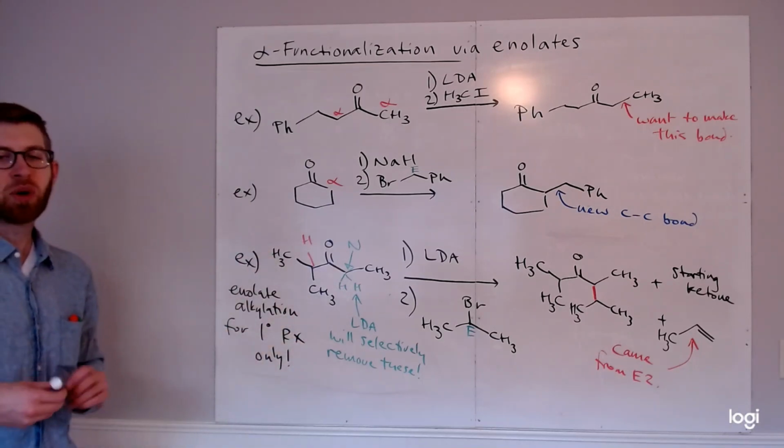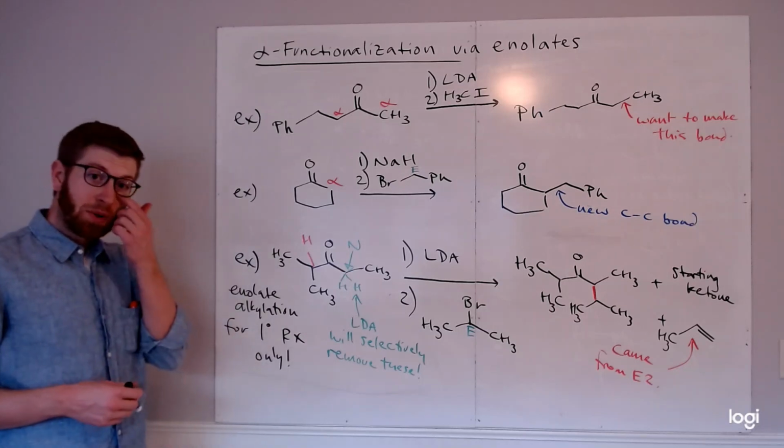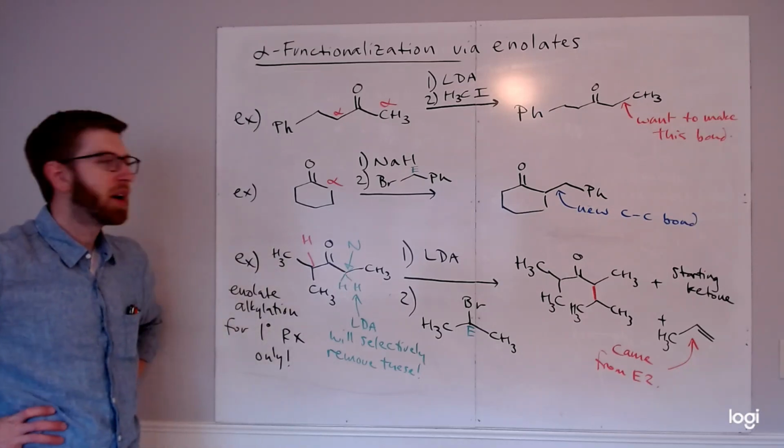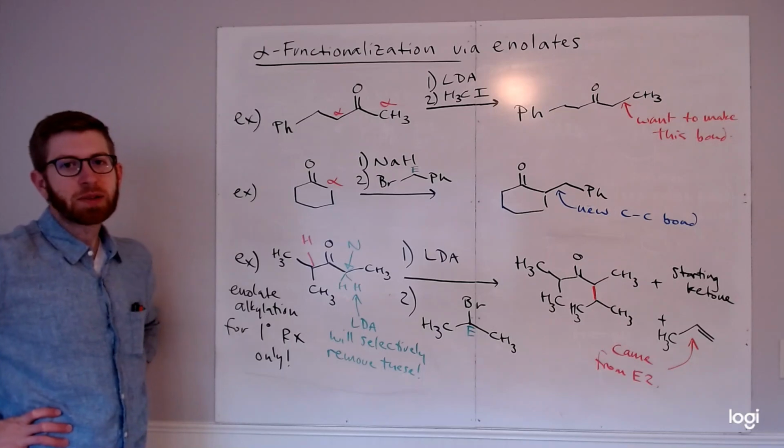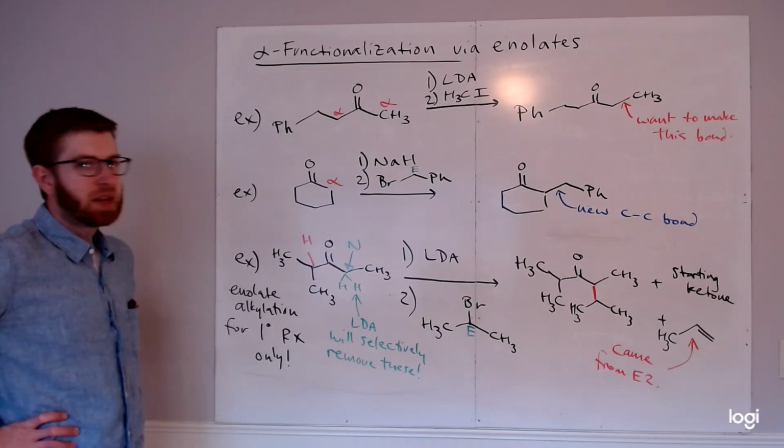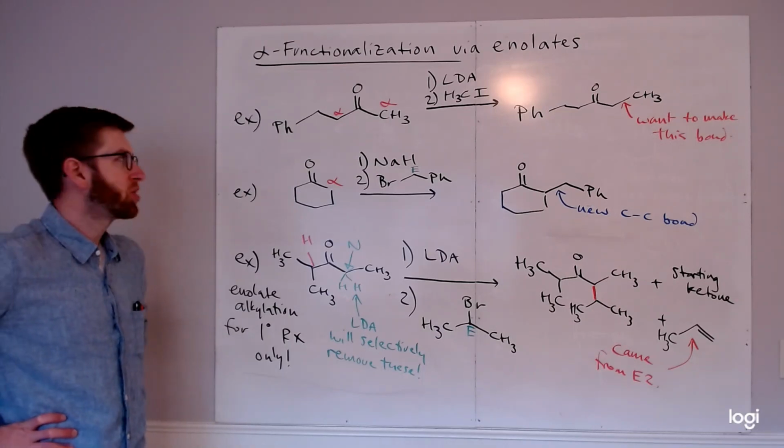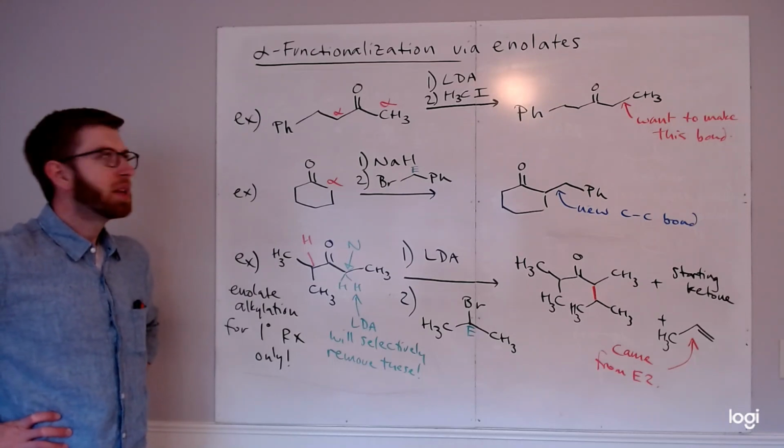Which is kind of an annoying limitation, but it seems to be one that we really struggle to get around because of this intrinsic difference in rates. So in the next section of this video, we'll look at other kinds of alpha functionalizations involving enolate nucleophiles.